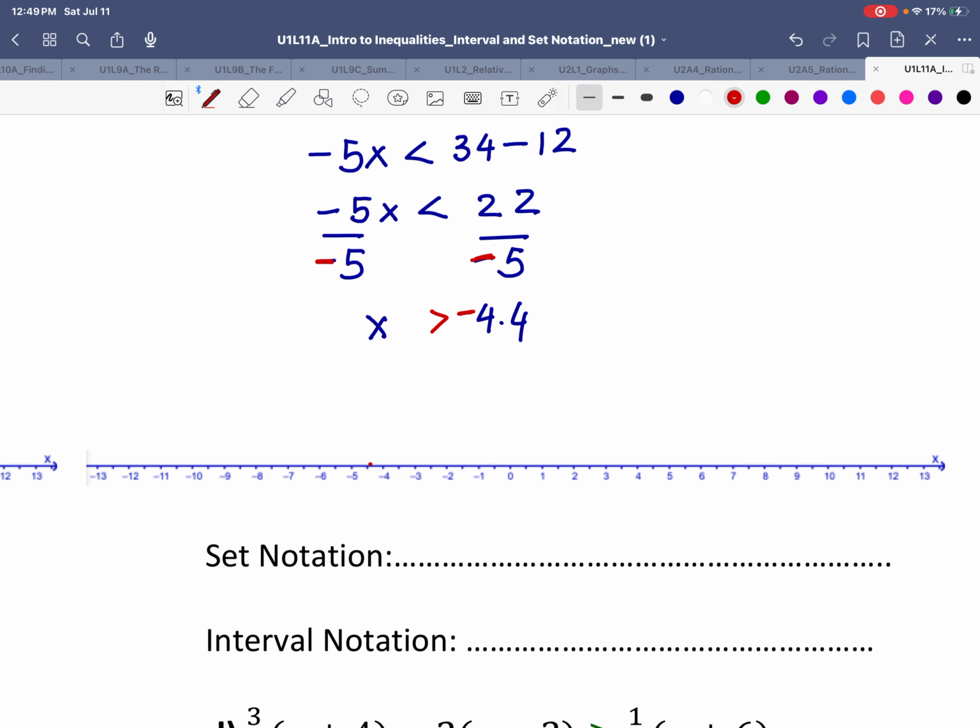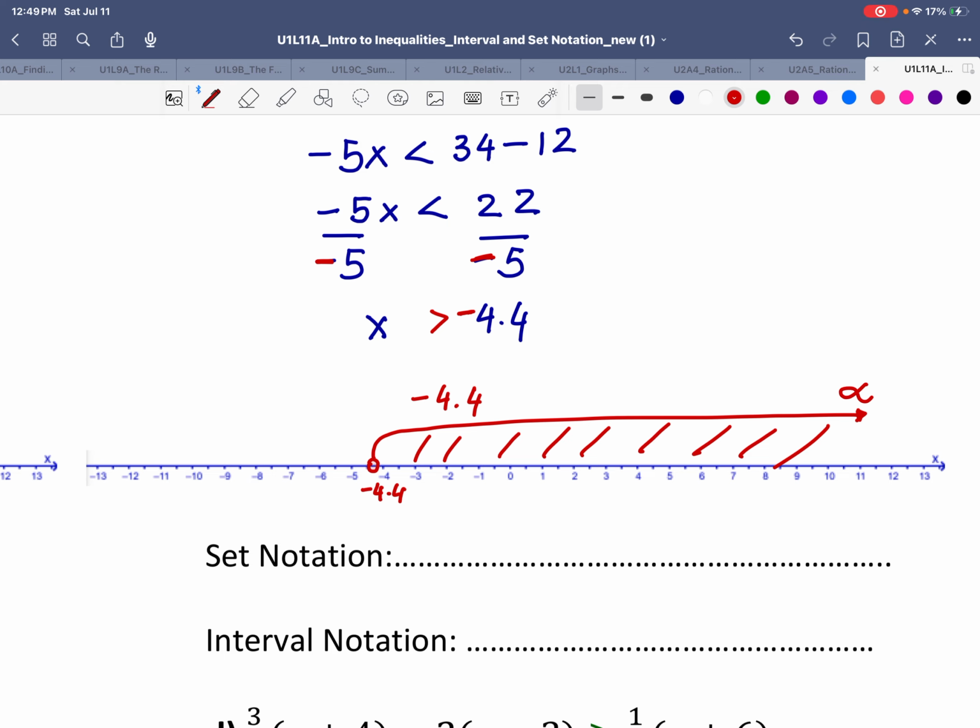And we're going to remind ourselves that this number shouldn't be part of the solution because only numbers greater than negative 4.4 are parts of it. So the circle will be empty, and we'll draw our little line in here to indicate the rest of the numbers are greater, so to the right of negative 4.4. And this is how you would graph this. So we're going to start at negative 4.4 and end to infinity.